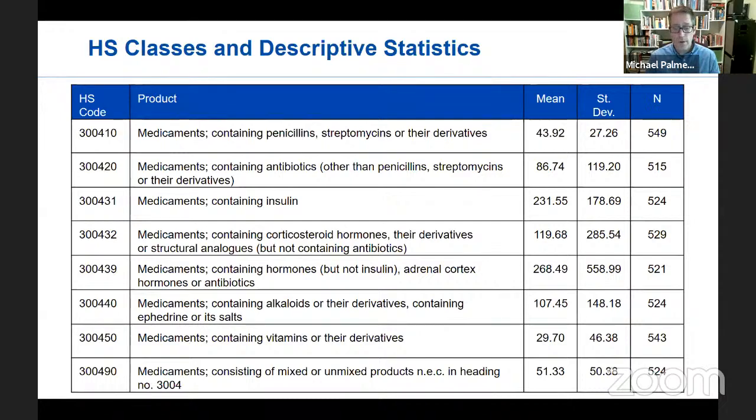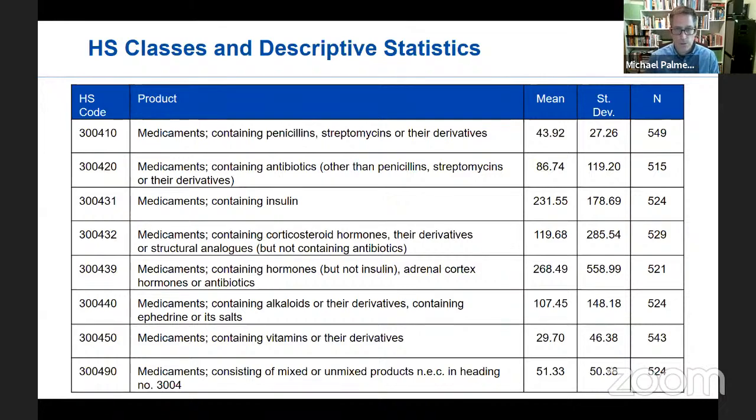Annual data for both value and volume is available for many countries from the 1990s through the present. COMTRADE data is disaggregated by product class according to a system of tariff classification known as the harmonized system, or HS class for short.